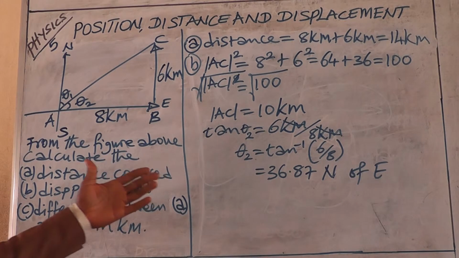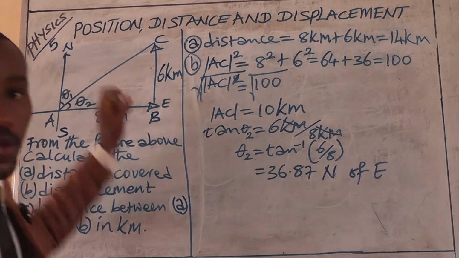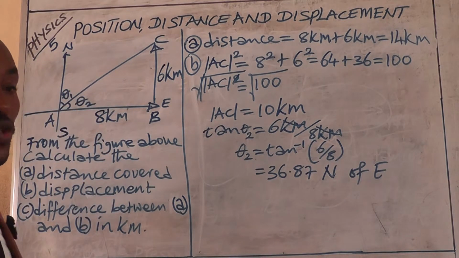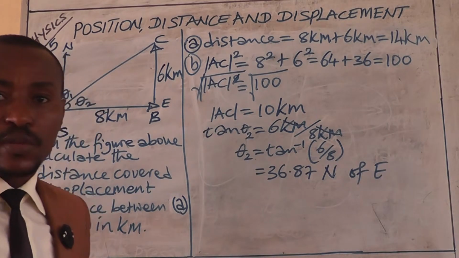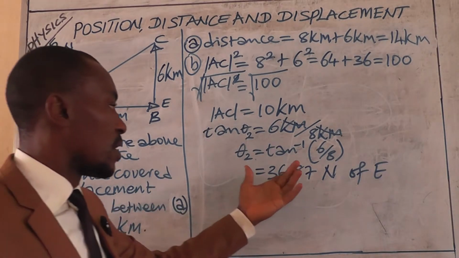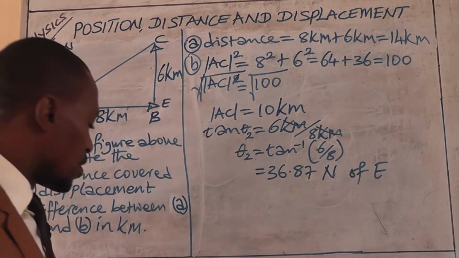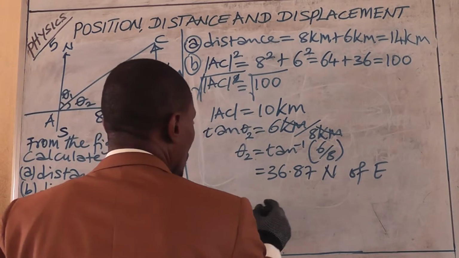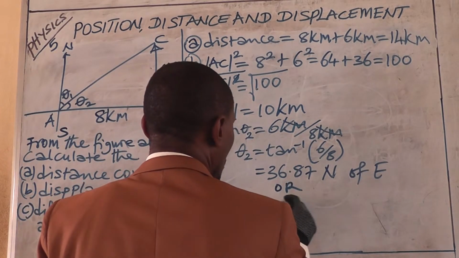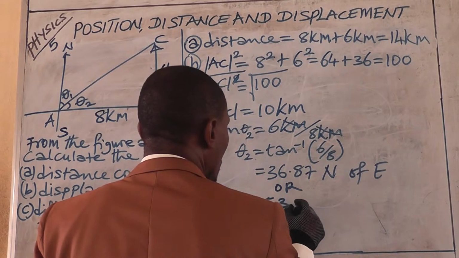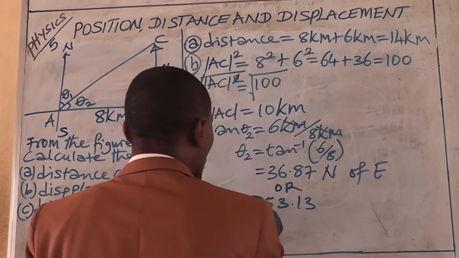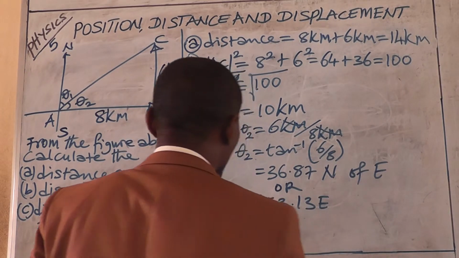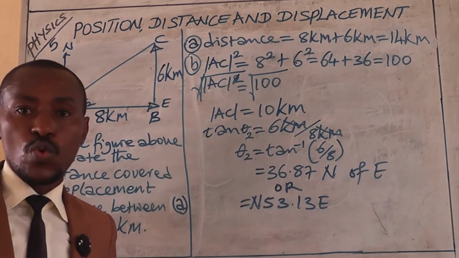If you want to calculate based on angle 1, you can still do that. Angle 1 plus angle 2 is equal to 90. Make angle 1 the subject, so you are subtracting 36.87 from 90. The result you have will be 53.13. But in this case, you put north, then east at this point. You can give any of the angles, it's acceptable.